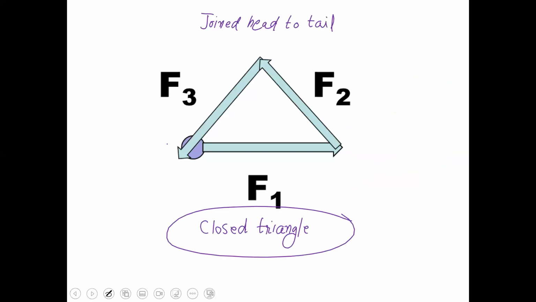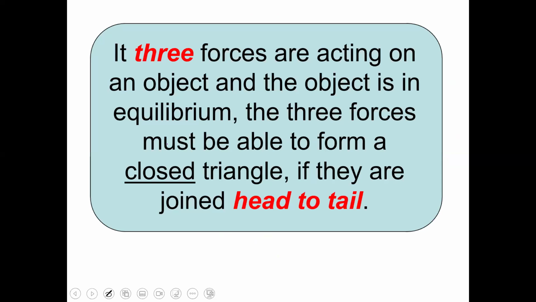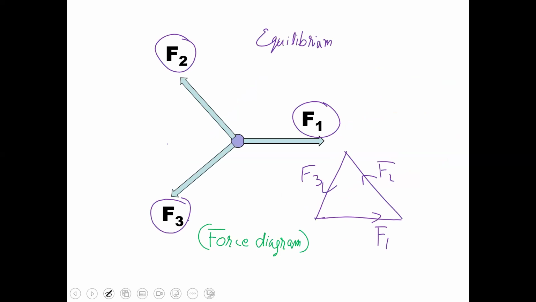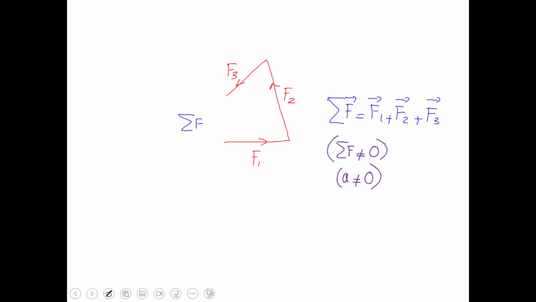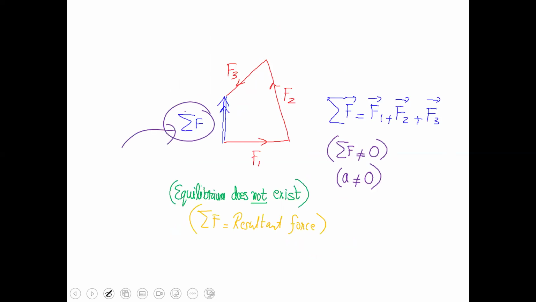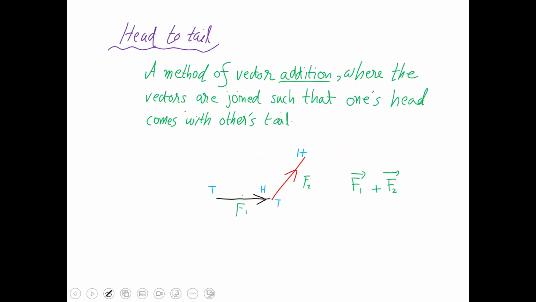What does the triangle rule say? If three forces are acting on an object and the object is in equilibrium, the three forces must be able to form a closed triangle if they are joined head to tail. So these are the three forces. I join them head to tail and they form a closed triangle. If they form a closed triangle, it means the system is in equilibrium. If they do not form a closed triangle, you find a gap and you find a resultant force, then the system is not in equilibrium.